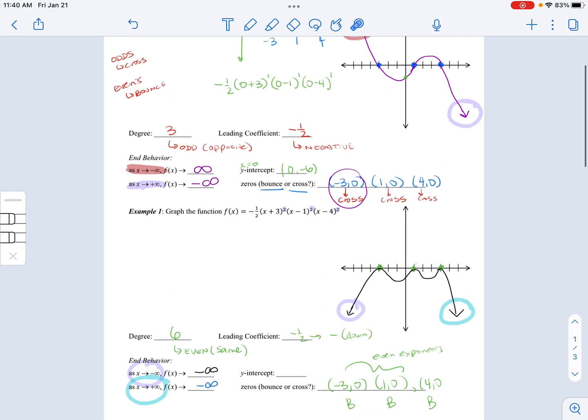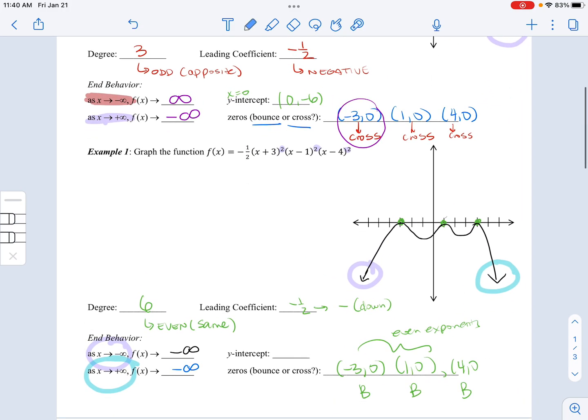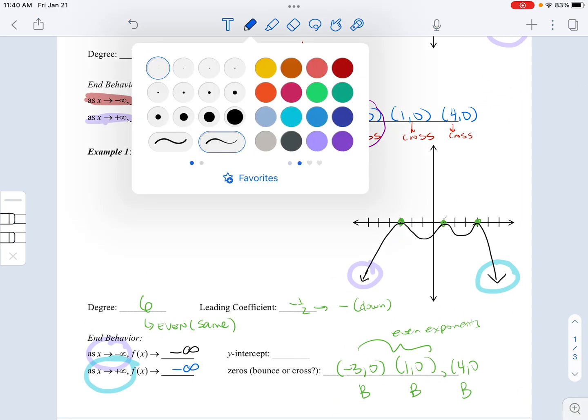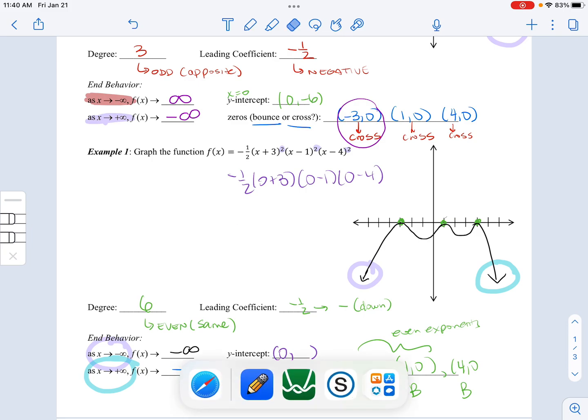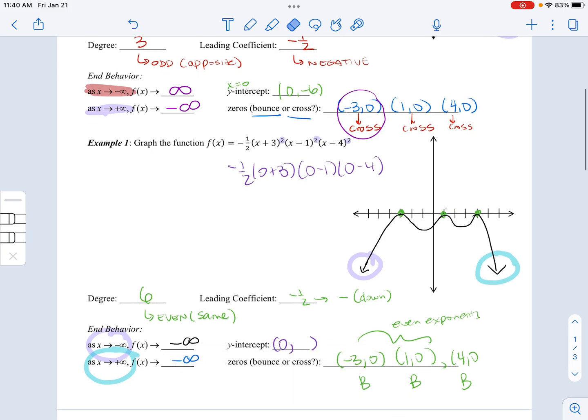All right, let's do one more. That y-intercept, change the color a little here. Remember, for the y-intercept, you just replace the x with zeros. So if I replace all of my x's with zeros, I get negative. Actually, I'll just simplify that all on Desmos. Can I do Desmos again? Yes.